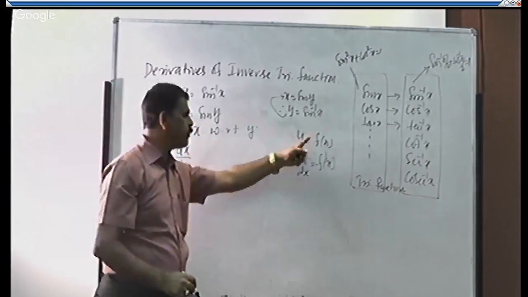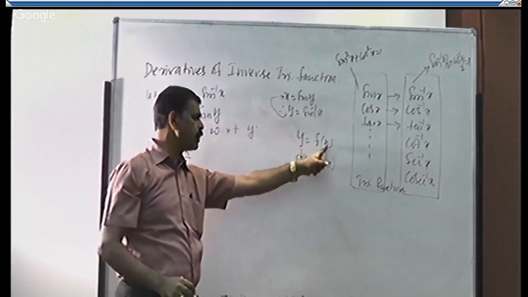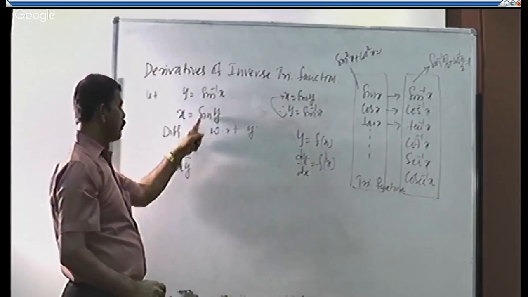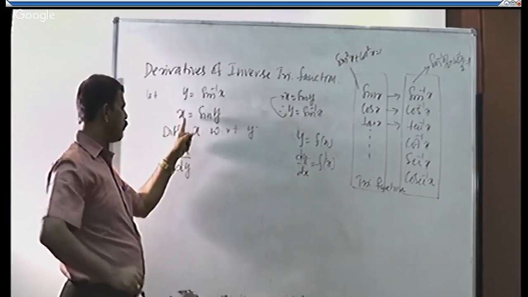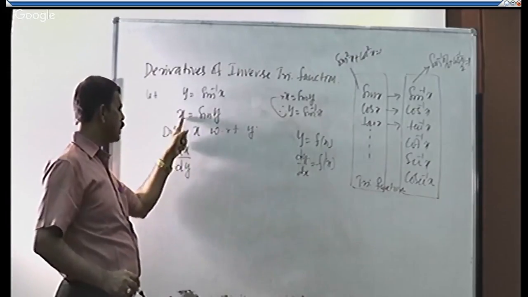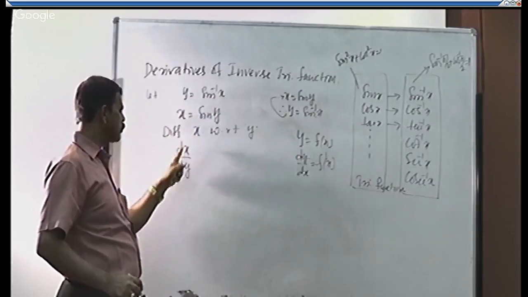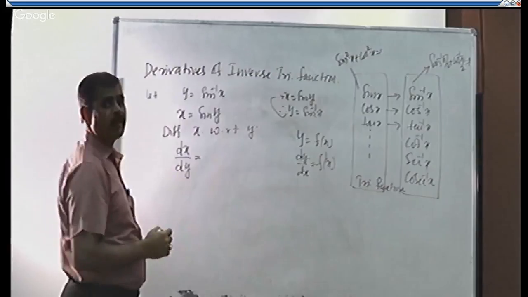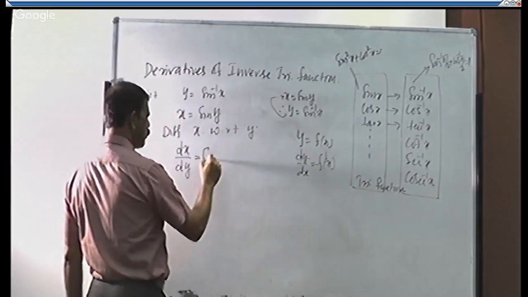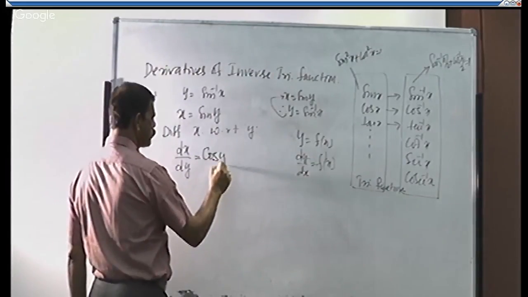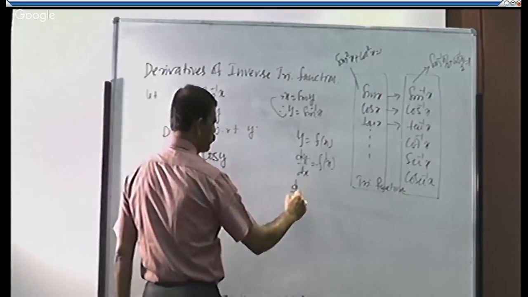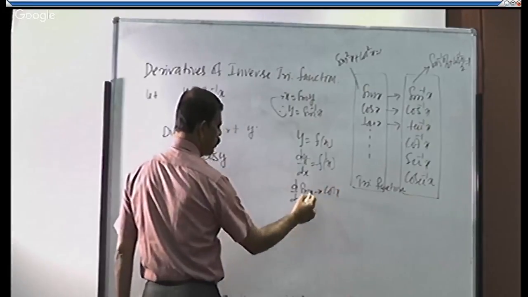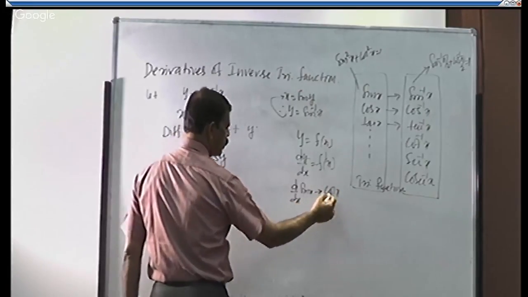For y is equal to f of x, if I differentiate y with respect to x, I will get dy by dx. The same way, x is in y. If I differentiate this with respect to y, I will get dx by dy. As we know, differentiation of sin x is cos x. Here we have to write cos y, since it is in y.